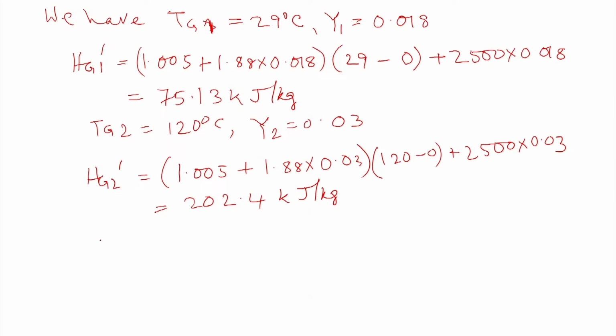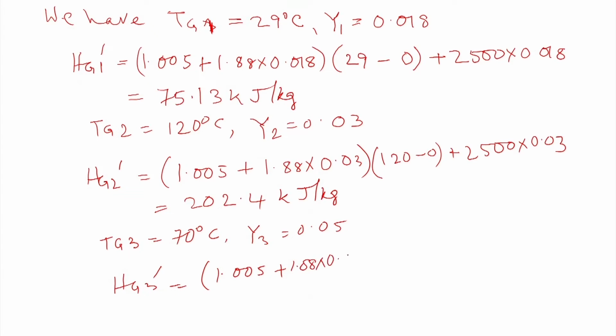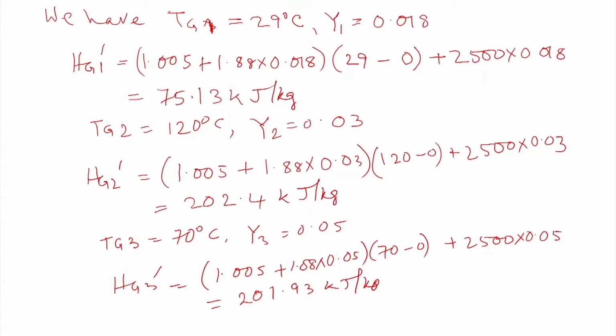Similarly, Tg3 is equal to 70 degrees Celsius and Y3 is equal to 0.05. So Hg3 prime is equal to (1.005 plus 1.88 times 0.05) times (70 minus 0) plus 2500 times 0.05. That comes out as 201.93 kilojoule per kg. So we now have Hg1 prime, Hg2 prime and Hg3 prime. Now we will calculate the mass of the solid, and then do the moisture balance and enthalpy balance.